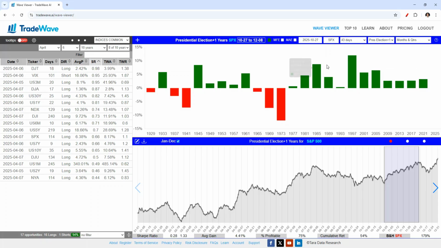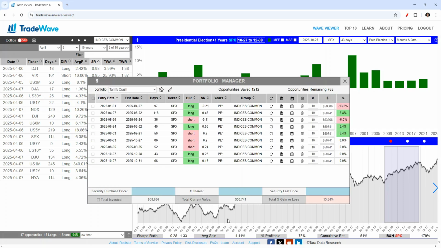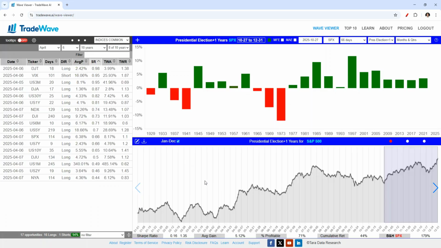How about till end of the year? Till end of the year is the same, very bullish. Starting from 27th of October until end of the year, it's just been very positive.